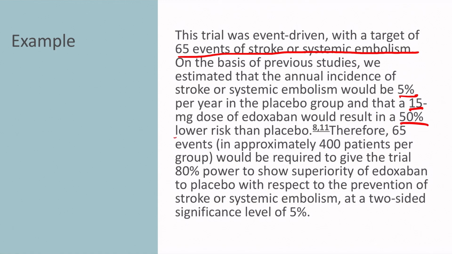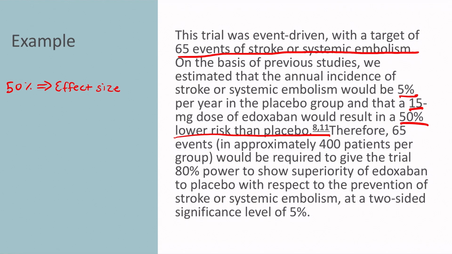What this 50% lower risk reduction is in this section, that 50% is what you call the effect size. So prior to the trial, the statistician had to decide approximately what the percentage of difference between the two groups would be. I'll talk about effect size a little bit more in the next couple slides.